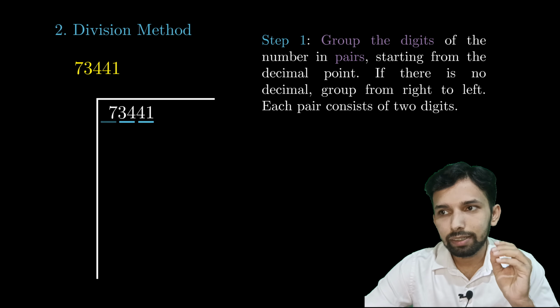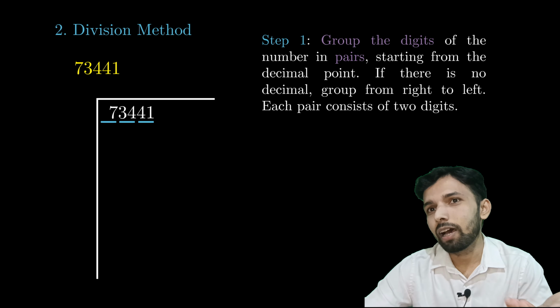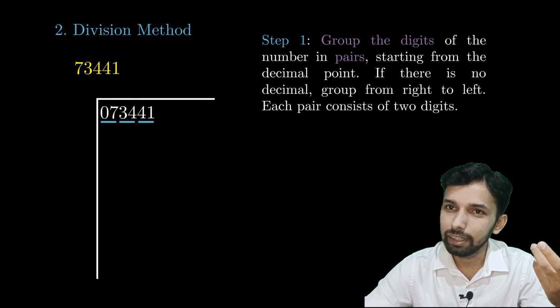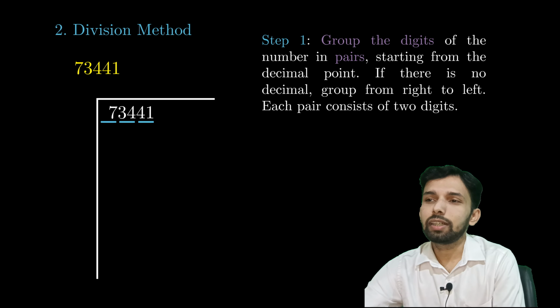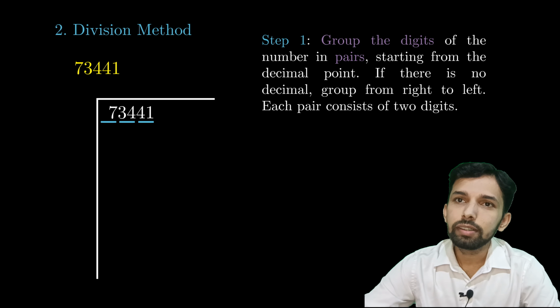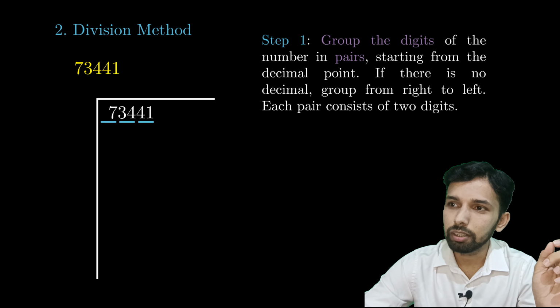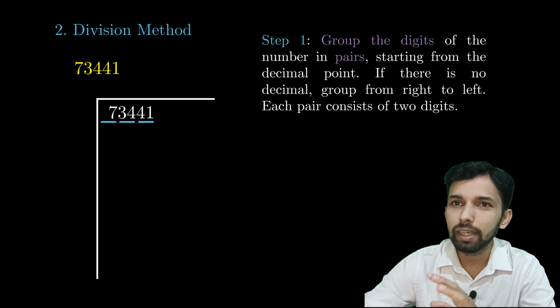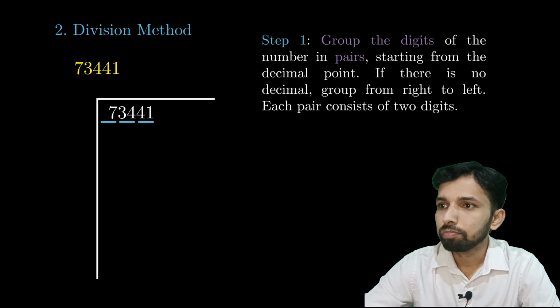Here we can notice that 7 can be considered as 0, 7, because that's how you may write the number if you really need a pair. At the end, you may add another 0, which doesn't make any change in the value. Also, we can notice that it is still a 5-digit number. Putting a 0 just next to 7 doesn't make it a 6-digit number. It still remains a 5-digit number.